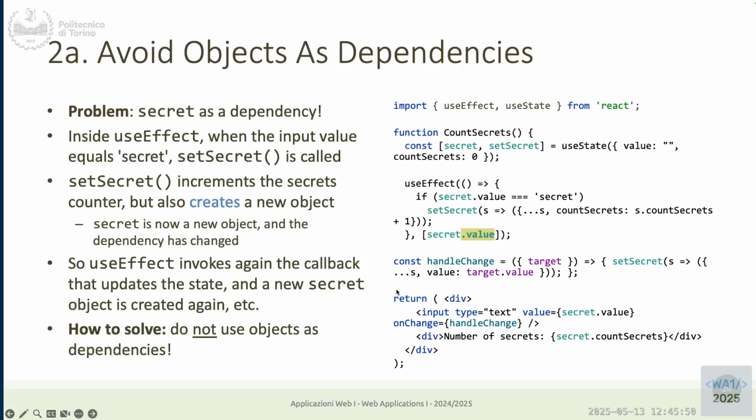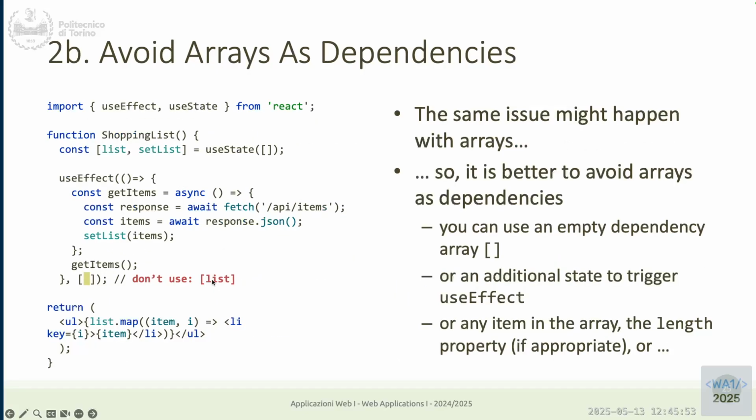This is for objects, and is the same for arrays. If you have a list of items you want to increase and so on, don't have an effect that depends on the array itself, because an array is an object, so it behaves in the same way. Remember a couple of times ago I made an example of adding something into the array. In the dependency I put array.length, not the array itself, but some length or some value computed out of the array. A value always, a number or a string.